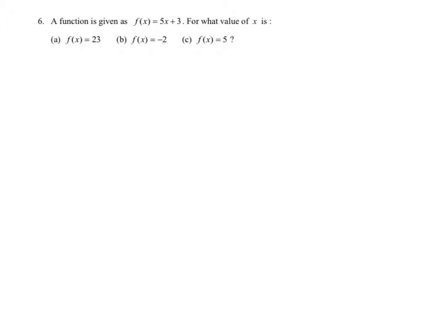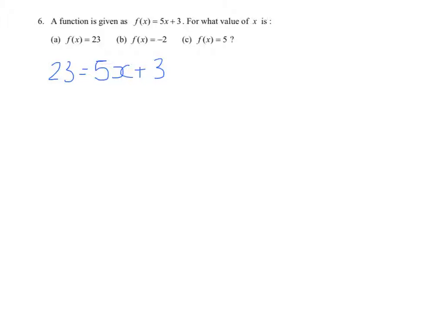And finally, if f of x is equal to 5x plus 3, and we know that f of x is 23, what must be our value of x? This is a backwards question. And what we're going to do is we're going to look at this first one and we're going to replace f of x this time with 23. So 23 equals 5x plus 3.